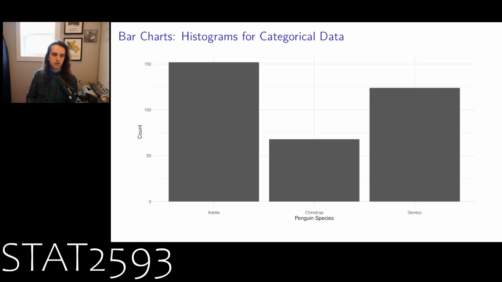And so here we could think about how many penguins exist for each of the different species that we're including in our data set. And you can see that there's more Adelie penguins than there are chinstrap or Gentoo, right, in the sample that we have. Right, and so a histogram on categorical data is referred to as a bar chart, and just remember that we sort of separate it.